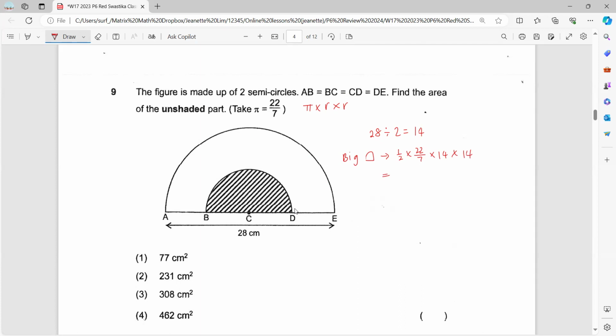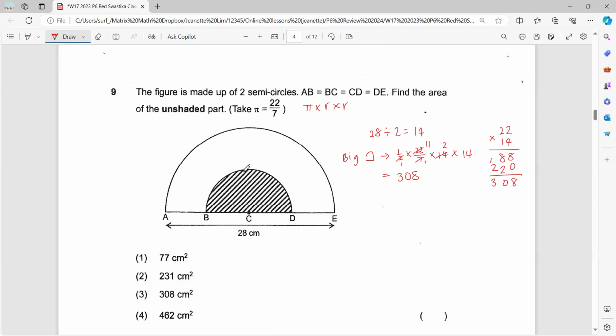So without a calculator, if you can simplify first, okay? So 2 and what shall we simplify? Okay, the 22. This is 11. Then next, 7 and 14 can be simplified. This will be 2. So 11 times 2 times 14. 11 times 2 is 22. So let's do the working. 22 times 14. 308. So the big semicircle has an area of 308 square cm.